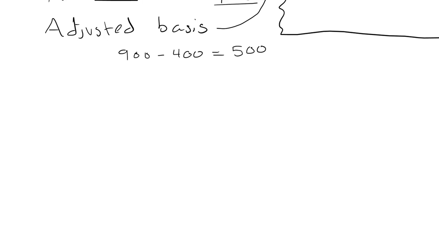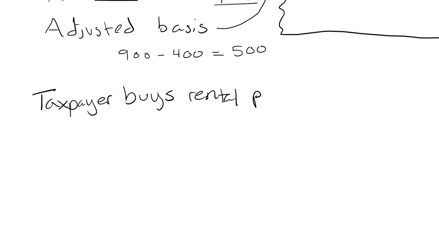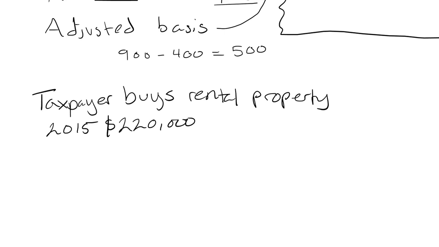let's say in this particular case, we have a taxpayer. Taxpayer buys a rental property. All right. They buy a rental property. Let's say they bought it back in 2015 for $220,000. All right, so they paid $220,000. That is the original price, all right, in 2015.